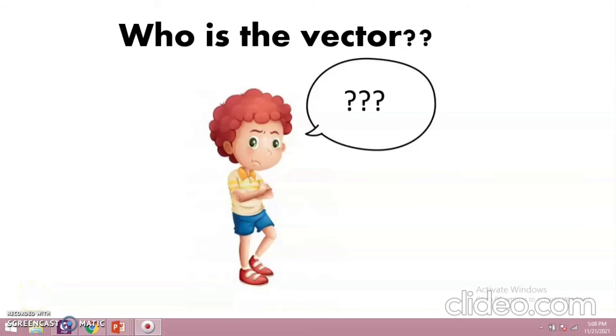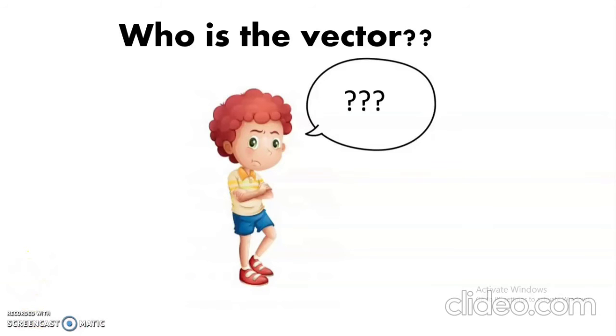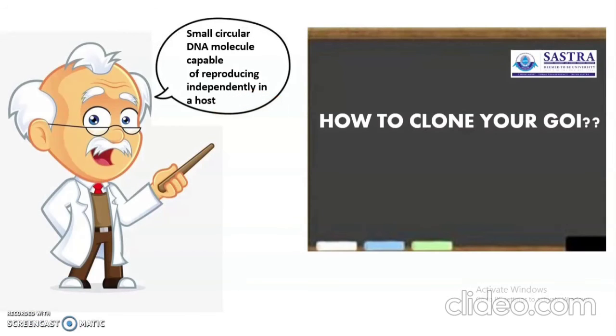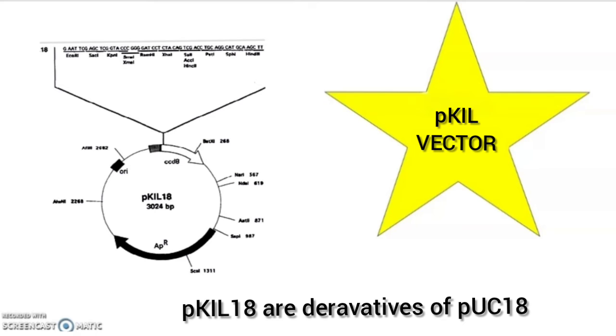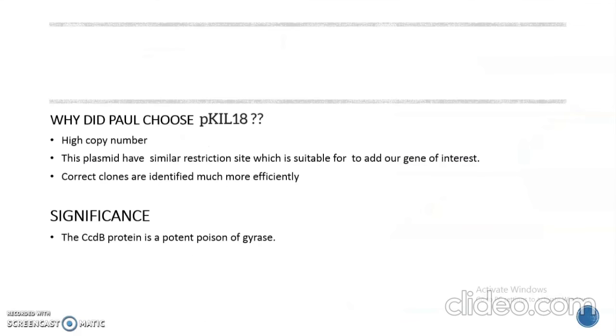After successful isolation of his gene of interest, Paul had to now find a suitable vector for his cloning. He remembers his teacher explaining that a vector is a small circular DNA molecule which is capable of reproducing independently of the host. From what he learned in class, Paul goes about selecting pKIL18 as his vector. pKIL18 are derivatives of pUC18 plasmids. In the pUC18 plasmid, the CcdB killer gene has been fused in phase downstream from the lacP MCS18 multiple cloning site.